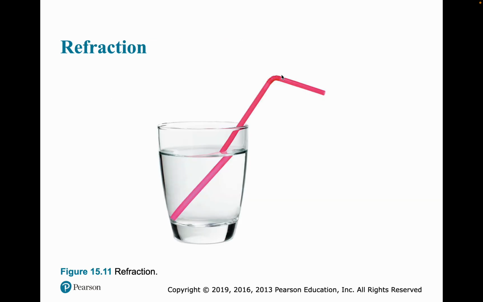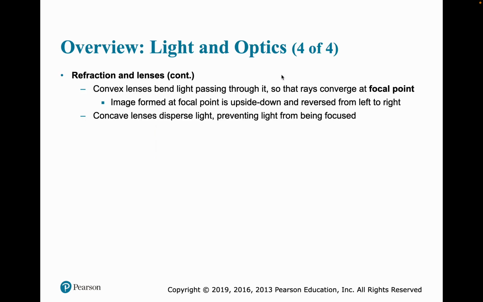So if you look at a straw in a glass of water, it looks like the two pieces of the straw are disconnected because of refraction. Convex lenses bend light passing through them so that they converge at a focal point. The image formed at that focal point is going to be upside down and reversed from left to right. A concave lens disperses light, which would prevent it from being focused.